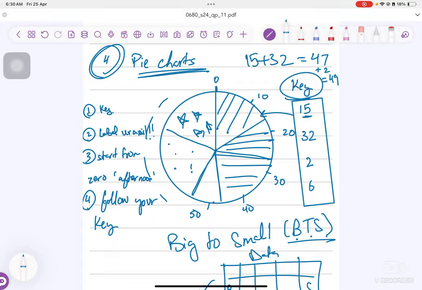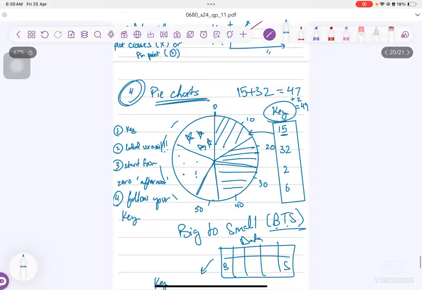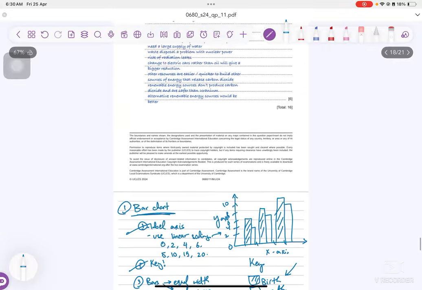The most important thing is to label your axis, label your axis, label your axis. Then make your key and linear scaling. Okay? Very, very important. That was it.